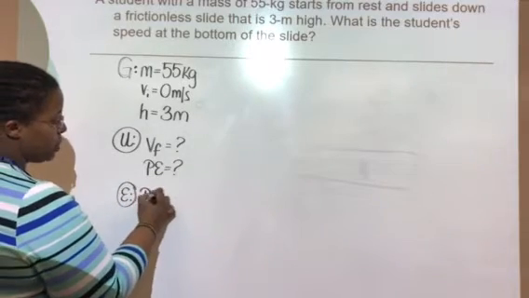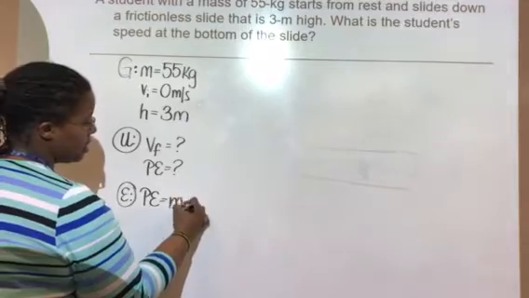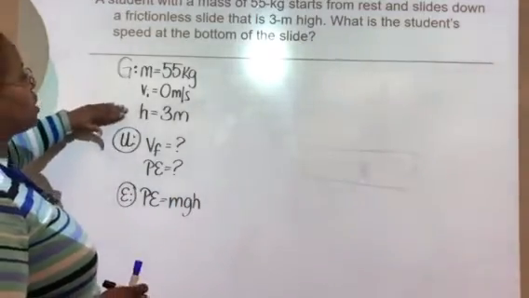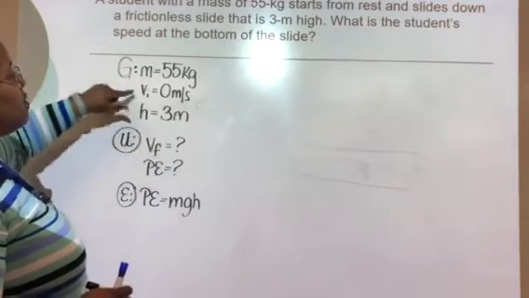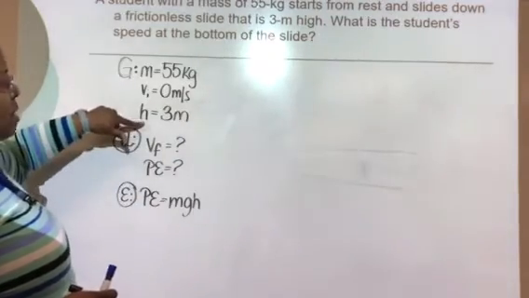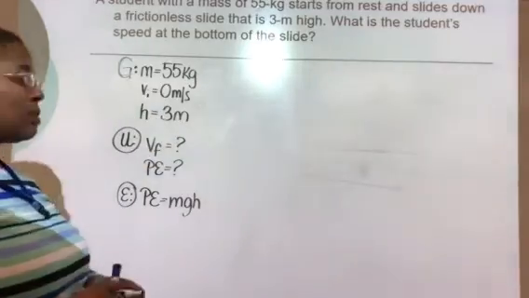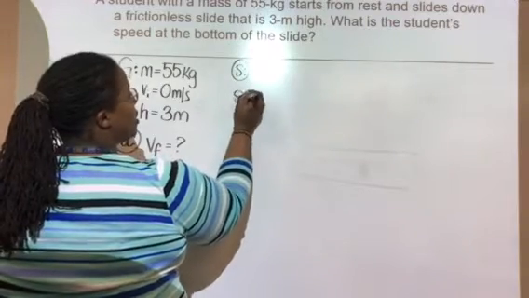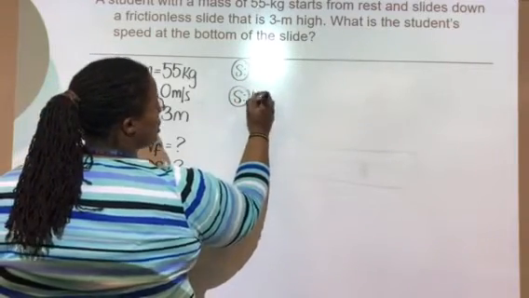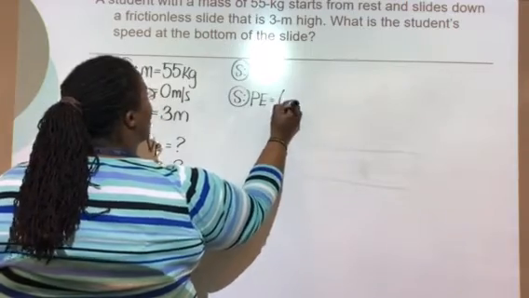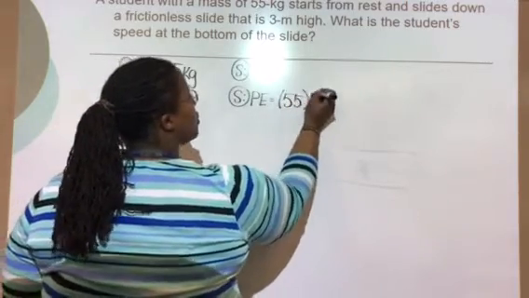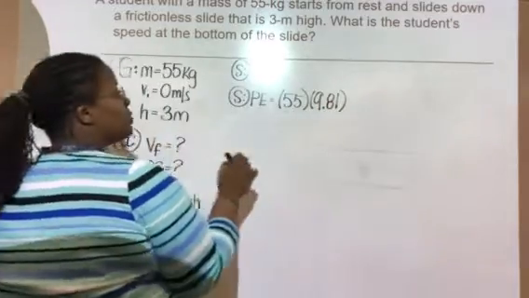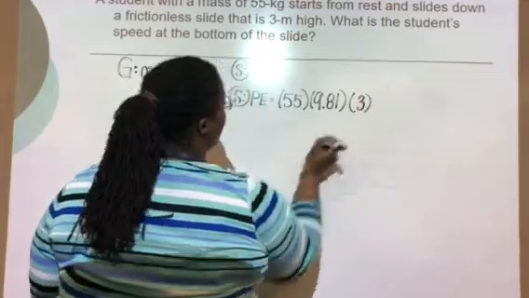The equation for potential energy is PE equals mgh. For substitutions, I can look pretty quickly. Mass is in kilograms, velocity is in meters per second, and my height is in meters. So there are no substitutions to take place. If we want to solve for our potential energy, we know that our mass is 55. For gravity, we're going to use our constant of 9.81. And of course, for height, we're going to use 3 meters.